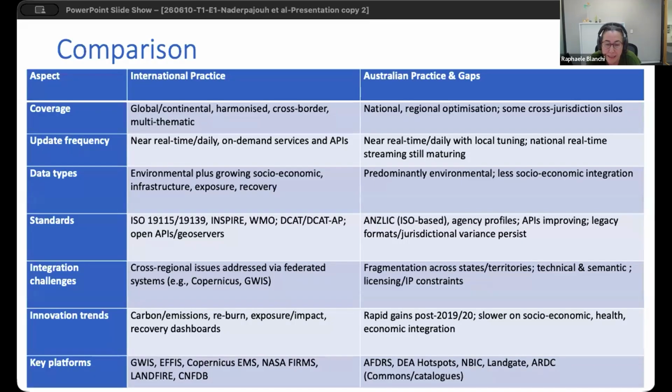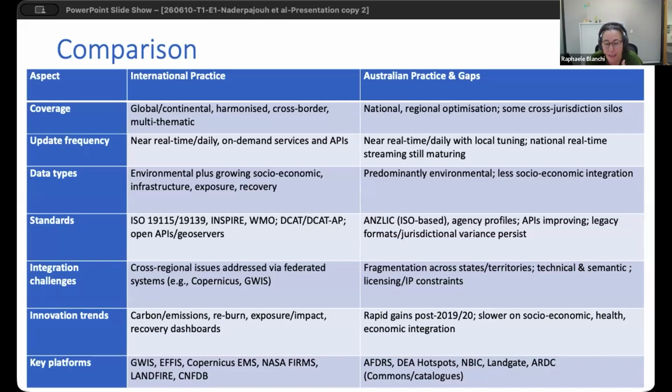Looking also at some of the comparison in terms of coverage and data availability, we have in Australia a lot of detailed information on near real-time monitoring with systems like AFDRS, also the Digital Earth Australia hotspots that provide information specifically tailored to Australian conditions. But how can we make it work strongly across borders and integrate with other systems that may use this information as well?